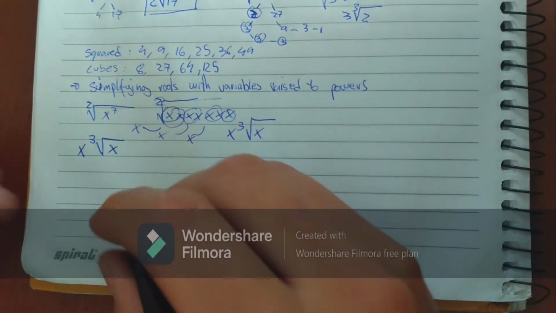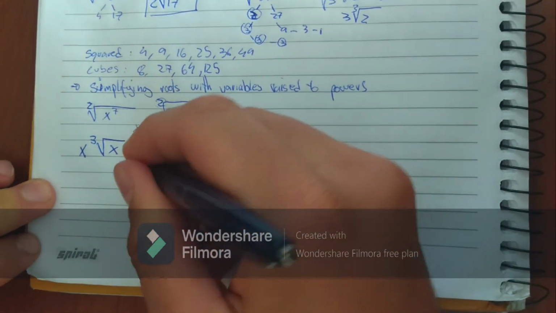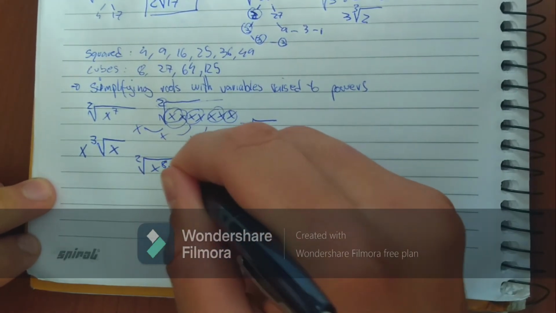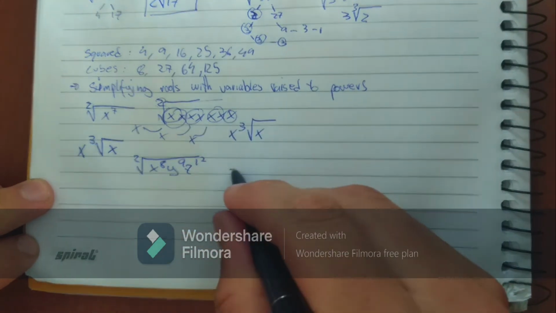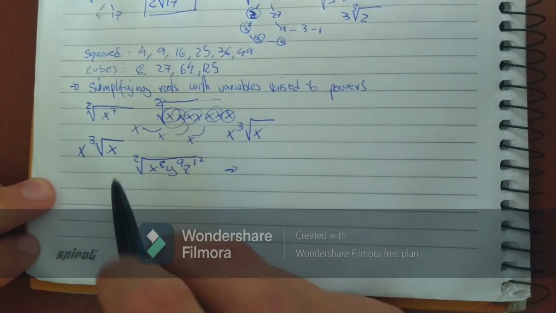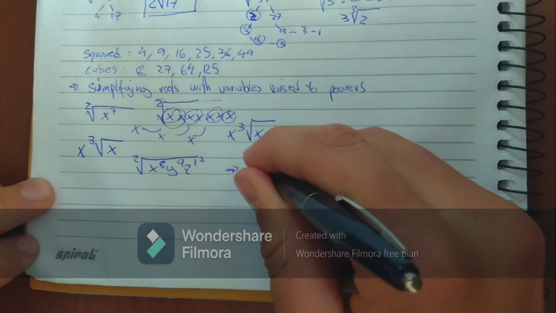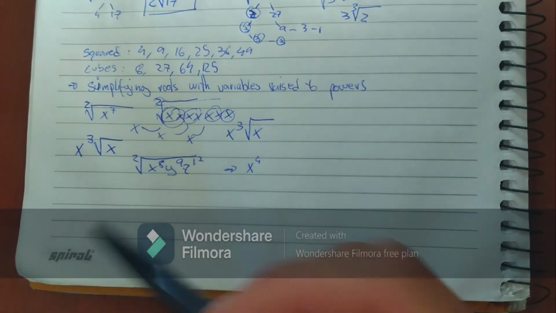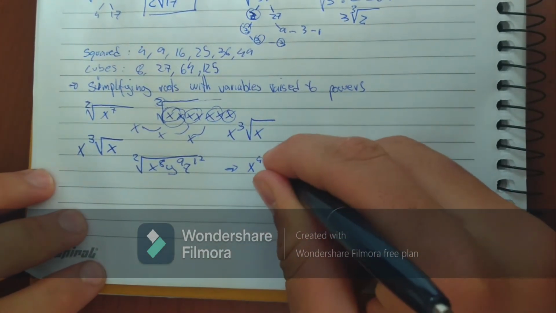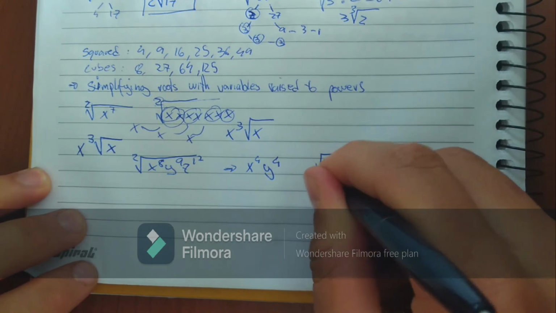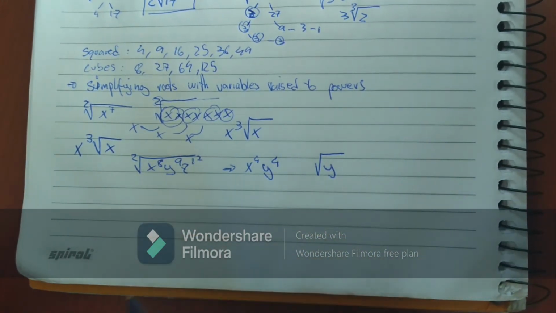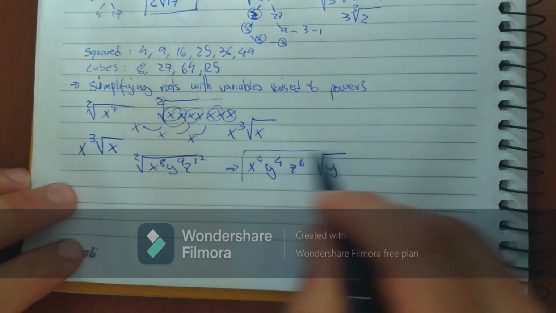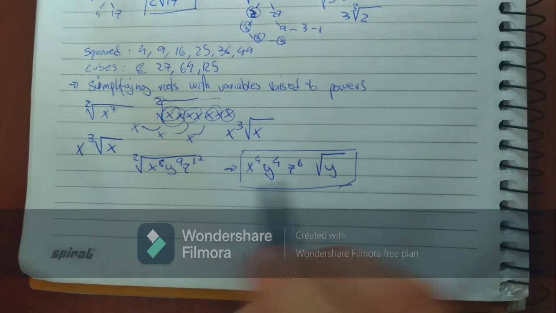Let's say we have a different example. The root of x to the power of 8, y to the power of 9, z to the power of 12. Well, if I want to simplify this, 8 divided by 2 is 4, so outside of the root, just x to the 4, nothing left. y to the power of 9: 9 divided by 2 is 4, 1 left. So y to the 4 outside, and inside the root we still have a y. z, 12 divided by 2 is 6, so z to the power of 6. And that is our simplified answer for this expression.